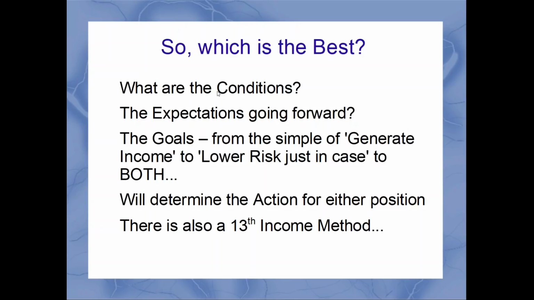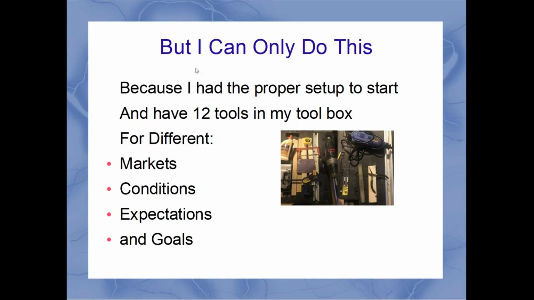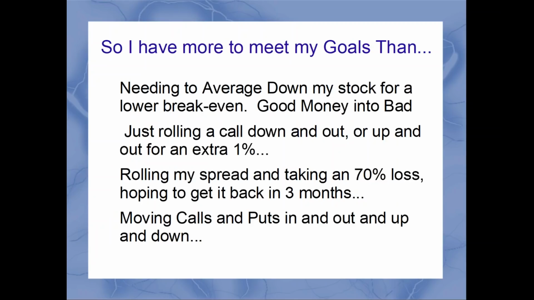I don't have the pressure, as you might with a covered call trade, to try to quickly roll down the call to hedge some of the loss. The 13th income method, do nothing. And that might be a potential. But I can only do this because I had the proper setup to start, I had the proper goal of what I wanted to see happen, and I had 12 different tools for the different market actions and reactions, different conditions, and expectations going forward to meet my goals as well.